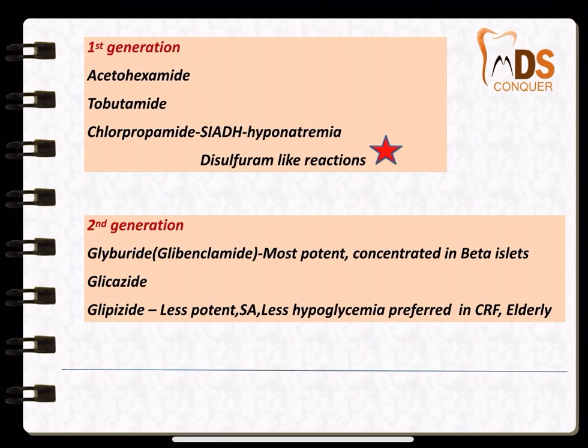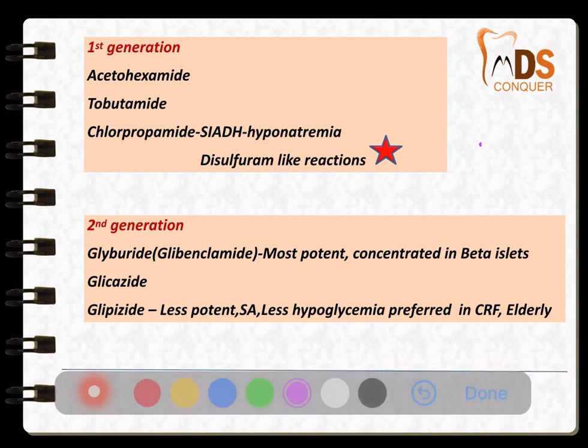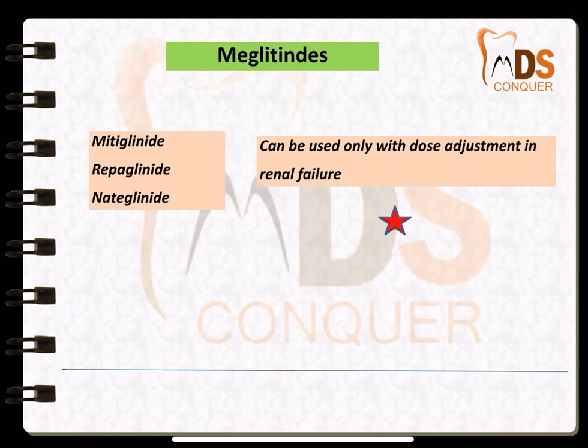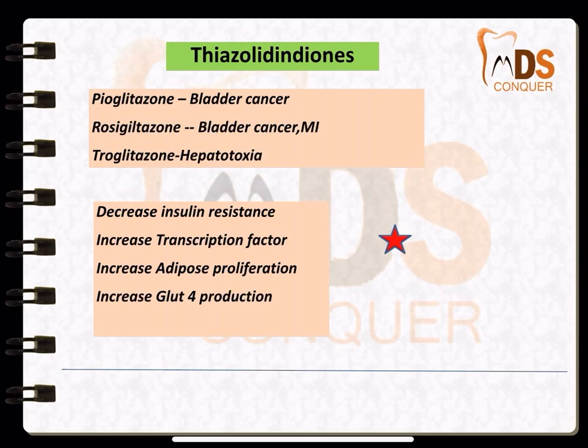The first generation includes acetohexamide, tolbutamide and chlorpropamide, and the second generation includes glibenclamide, glipizide and gliclazide. What are the important points here? These specific drugs are clearly given, so have a look at them. Next, the meglitinides can be used only with dose adjustment in renal failure, so they can be given with a little dose adjustment.